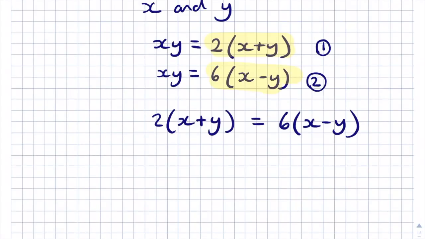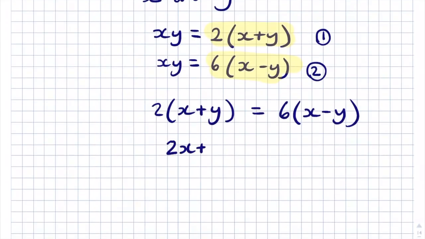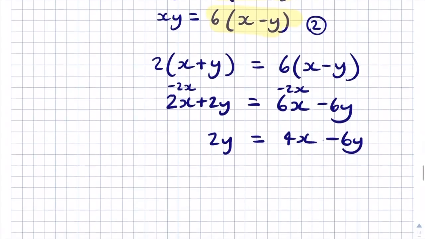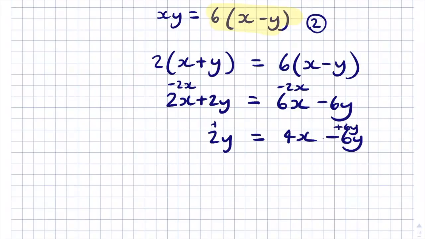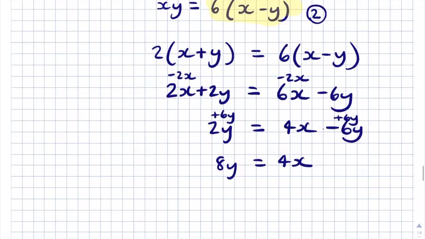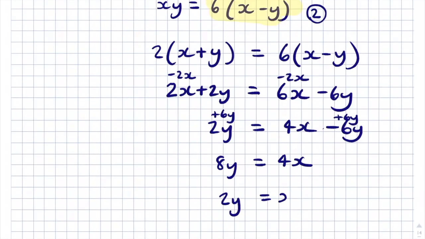Okay, so if we expand the brackets, we're going to get 2x plus 2y is equal to 6x minus 6y. And then what I could do is subtract 2x from both sides. So I get 2y equals 4x minus 6y. And then I could add 6y to both sides. So I get 8y equals 4x. Now I can solve for either x or y. It doesn't really matter. I'm going to solve for x, so I can divide both sides by 4. So if I divide both sides by 4, I'm going to get 2y equals x, okay?